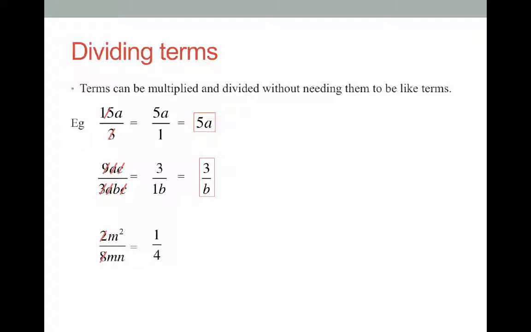And then I notice that I have an m squared at the top and an m down the bottom. Now, m squared means m times m. So I can cancel off one of the m's at the top of my fraction and one of the m's down the bottom, and this will leave me with an m in my numerator and an n in my denominator. That's a good answer, except we now need to simplify that numerator. We don't want the 1 in front of the m, so our final answer will be m over 4n.